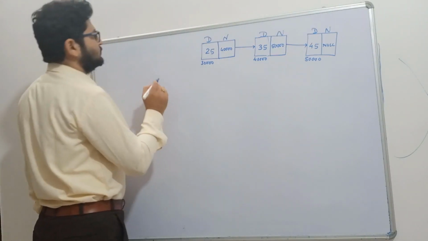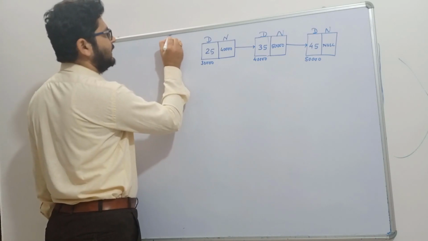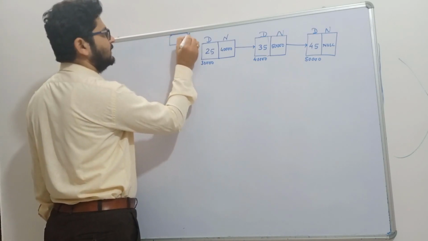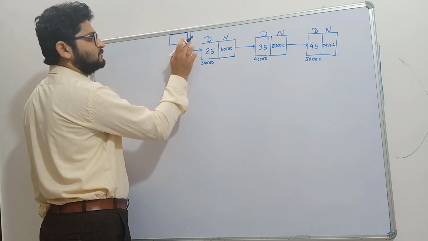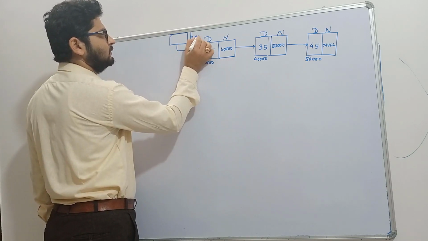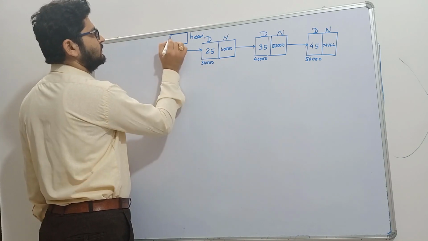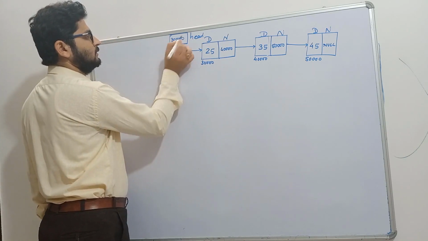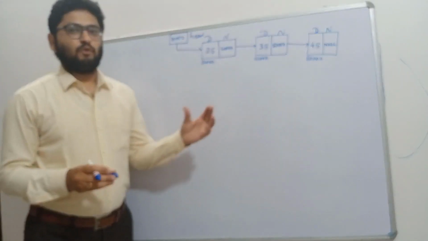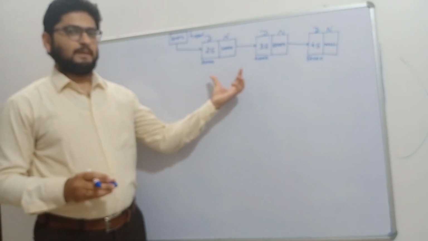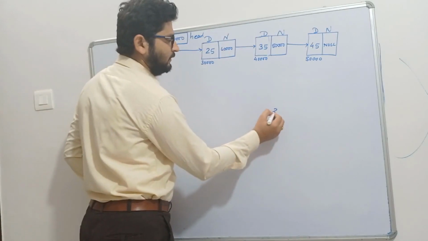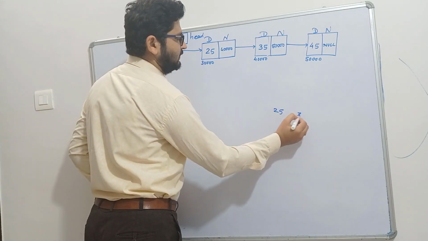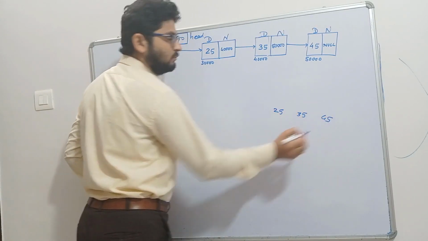Now I will have head. We know that head is used for pointing to the first node. So if the head is pointing to the first node, that means 30,000 will be stored over here. Now we want to print all the elements of this linked list. Obviously what we want to print is 25, then 35, then 45. So that should be our output.